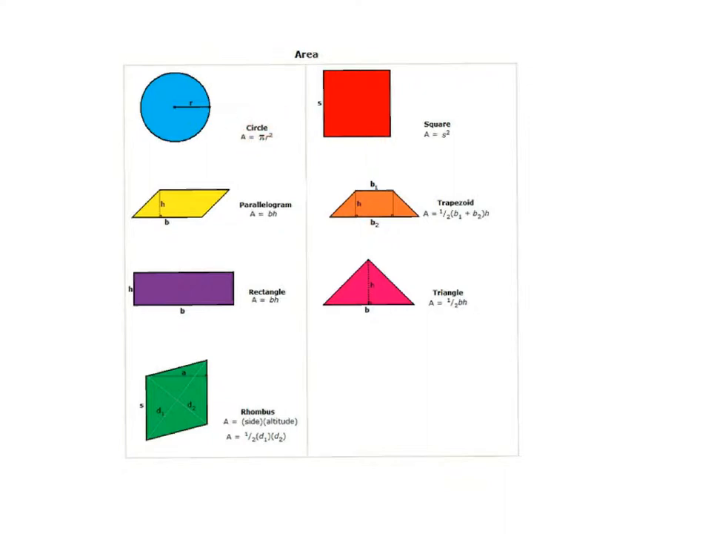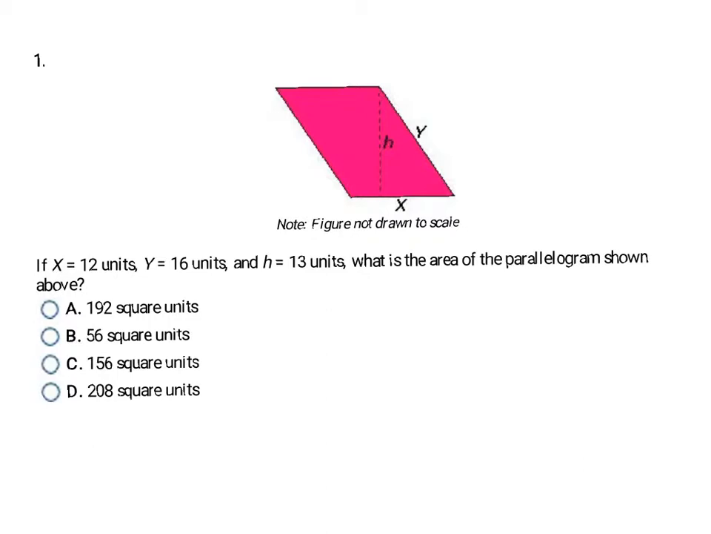A circle is pi times the radius squared. For a trapezoid, you add the bases, the parallel sides, multiply that times a half, and then multiply that times the height. And for a triangle, you multiply 1/2 times the base times the height. The common mistake with a triangle is everybody forgets that 1/2, so don't be that person. Remember the 1/2.